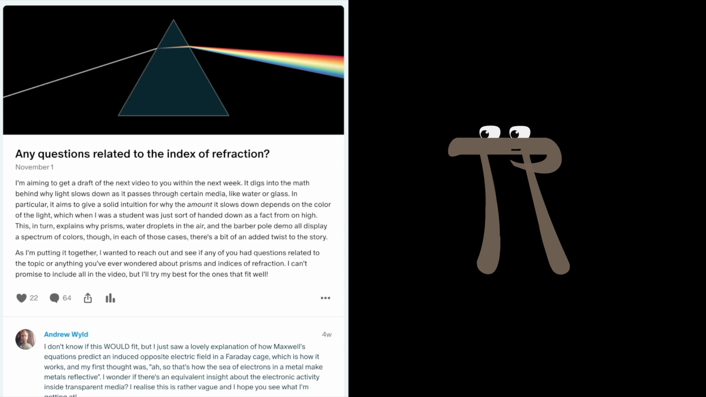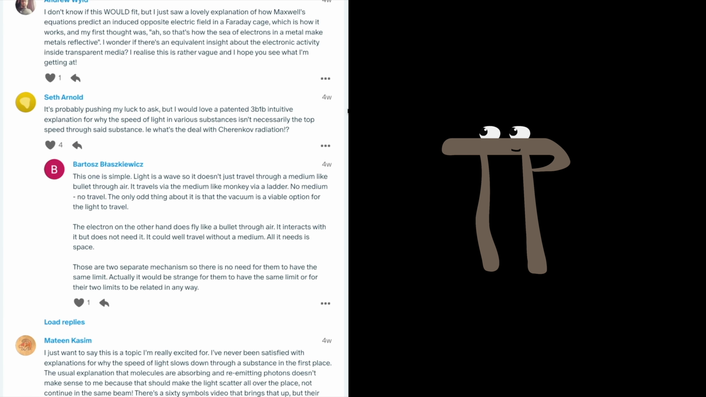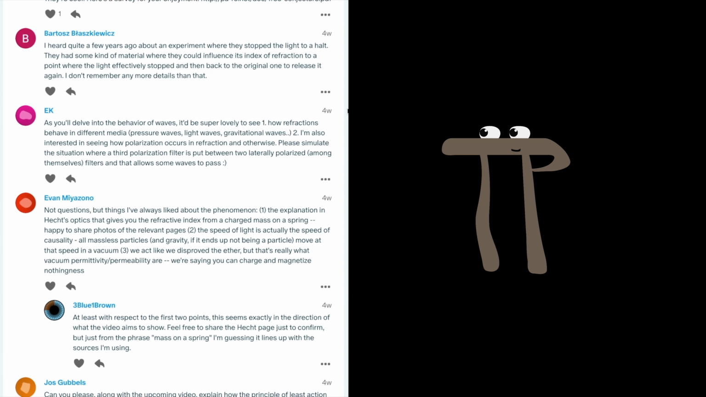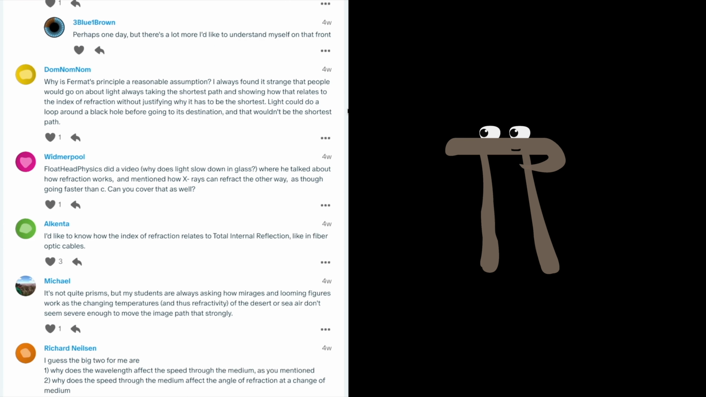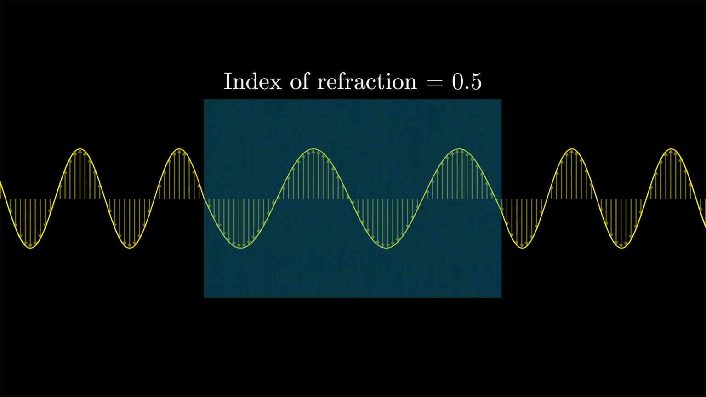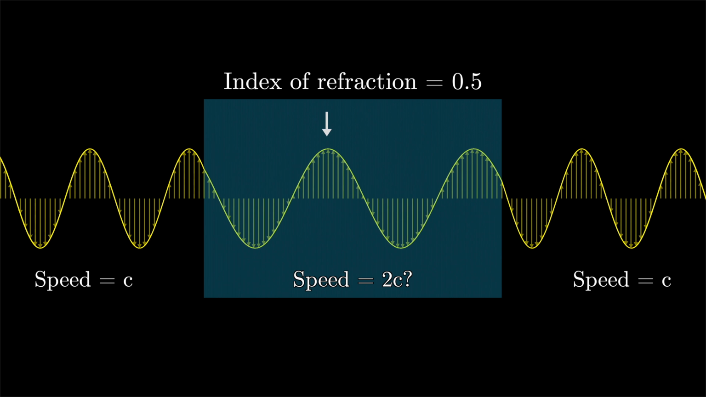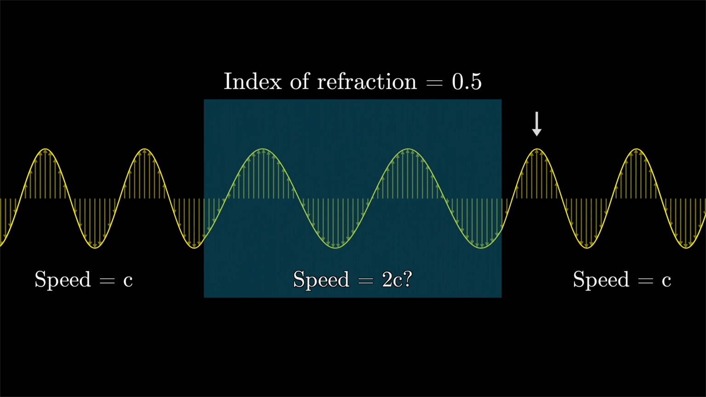Also, when I mentioned on Patreon the intention to cover this topic, a lot of people had a lot of questions about the index of refraction. For example, numerous people asked about how it's possible for this number to be lower than 1, which really does happen, despite that seeming to imply the impossibility of something traveling faster than the speed of light.